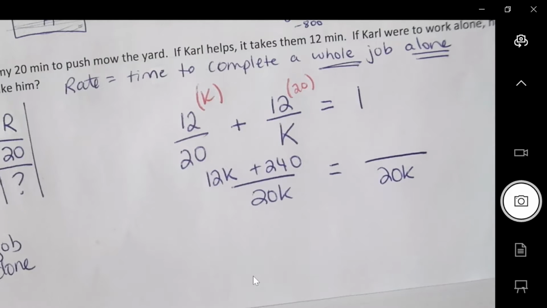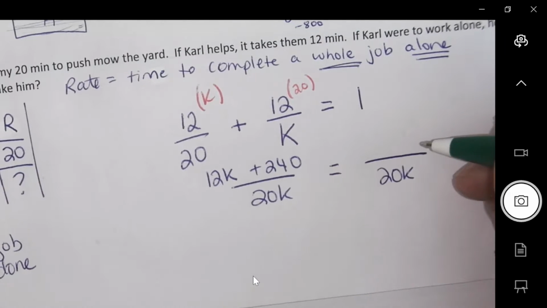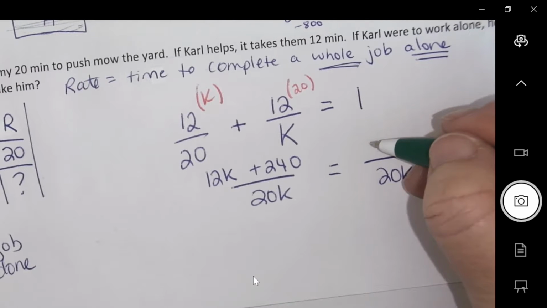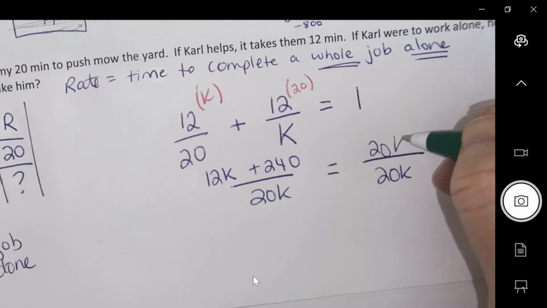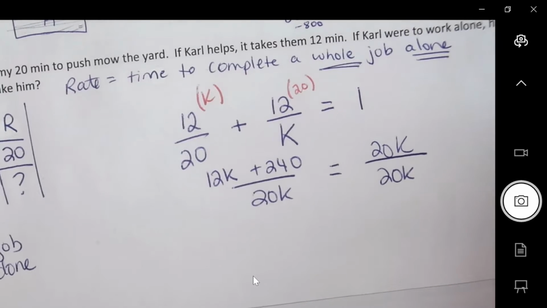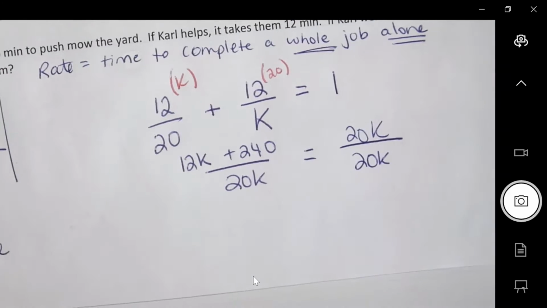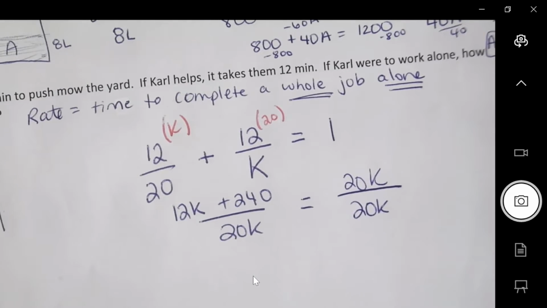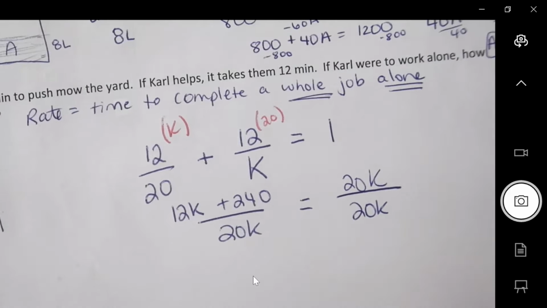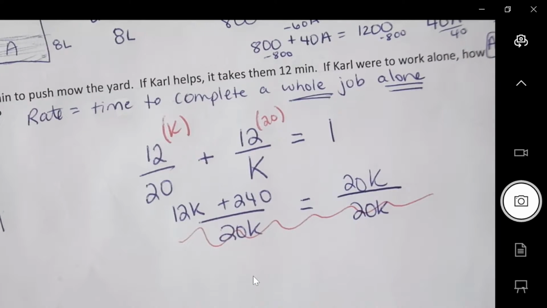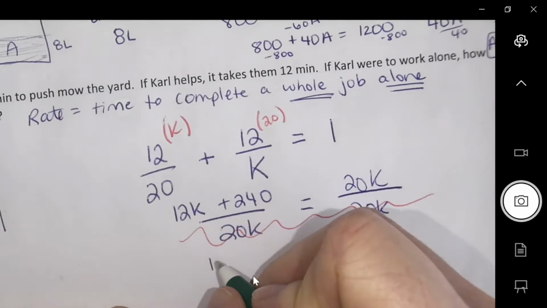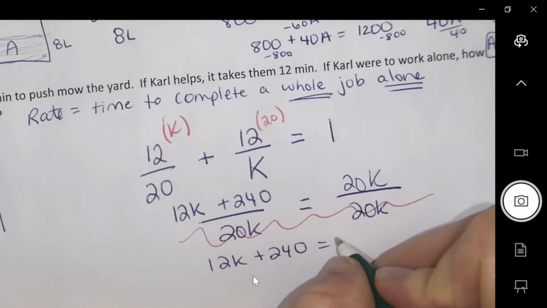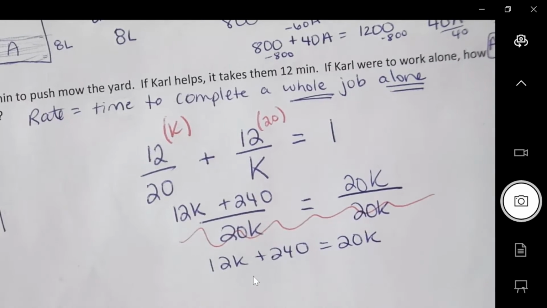And how do you write 1? Like, maybe it's 20K over 20K. Oh. To make a 1, you need to have the same thing over the same thing, right? Now, we said our strategy was common denominator, drop. So I'm solving the top equation.